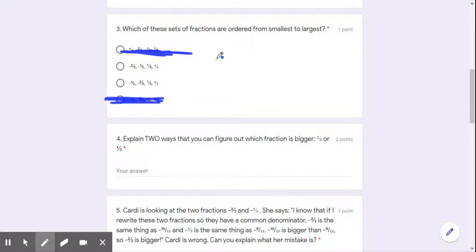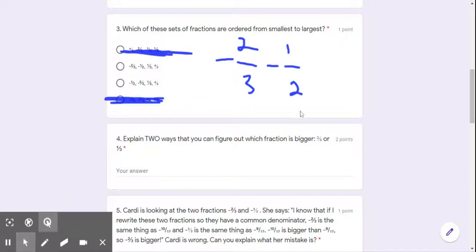Now I have to compare the negative numbers. So which is bigger, -2/3 or -1/2? I know that in positive land, 2/3 is bigger than 1/2. But in negative land, remember everything's switched. So because -2/3 is further from 0 than -1/2, -2/3 is actually smaller. So the second choice is the correct answer.